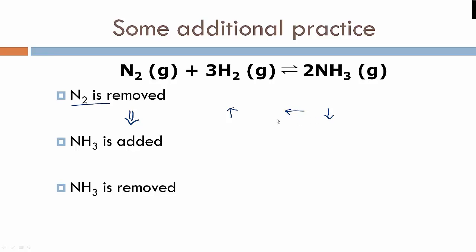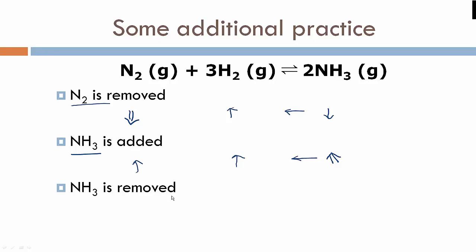All right, let's try another one. NH3 is added. That is, I have a system at equilibrium. I add the NH3, it's no longer in equilibrium. First, what's the direction of the shift? Well, looking over here, the NH3 is going up. That means the reverse reaction is increasing, going in this direction. What does that mean? That means both the H2 and the N2 have to go up.